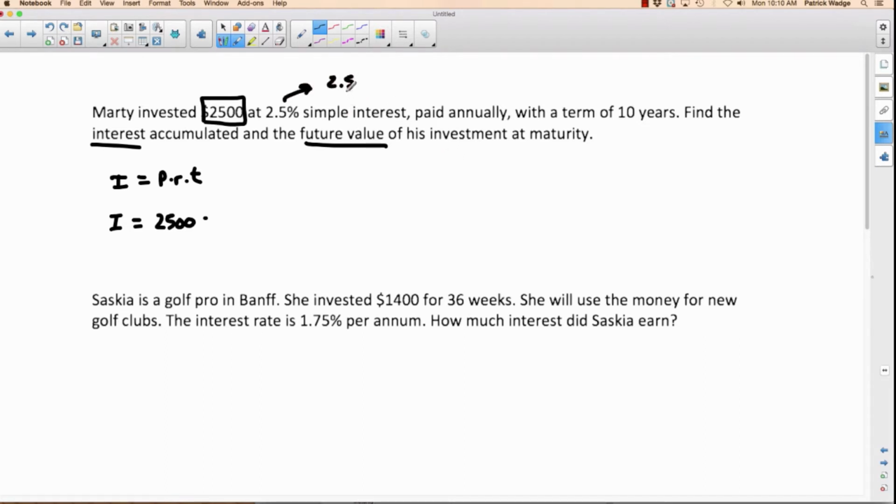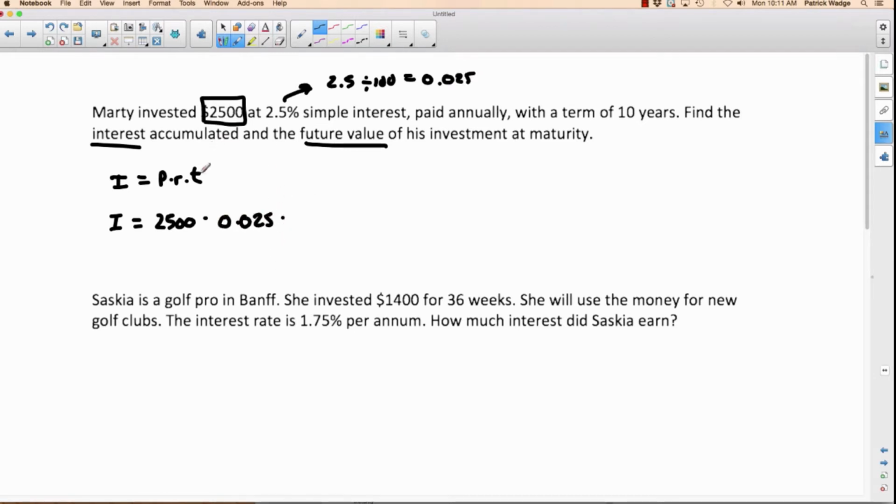How do I switch it to a decimal? I know it has a decimal in it right now, but it's a percent. You want to get it out of percent form into decimal form. So you can either divide it by 100, or you could move that decimal 2 spots to the left, and whichever way you do it, you're going to get 0.025. That's the number that goes in here.